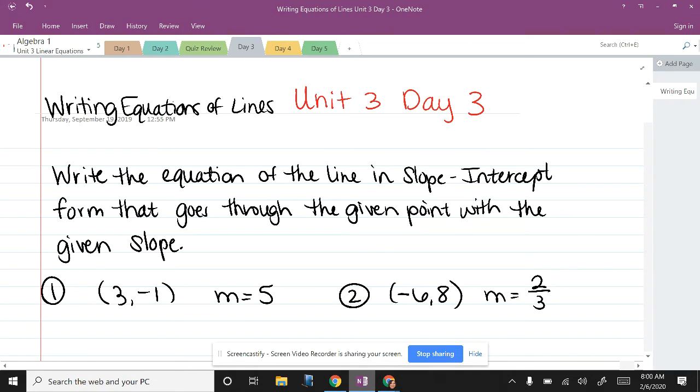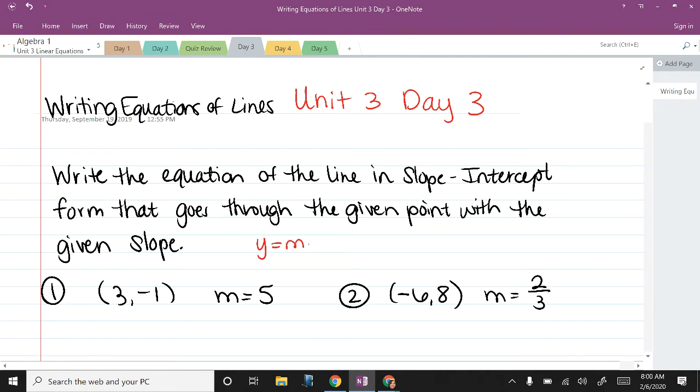Okay, so for Unit 3, Day 3, we're going to start focusing on writing equations of lines. They're going to give us some information about the line, and we're going to write the equation of the line in slope-intercept form. Has everybody got this copied off the screen to start with? It says write the equation of the line in slope-intercept form that goes through the given point with the given slope. So what does the equation of a line in slope-intercept form look like?